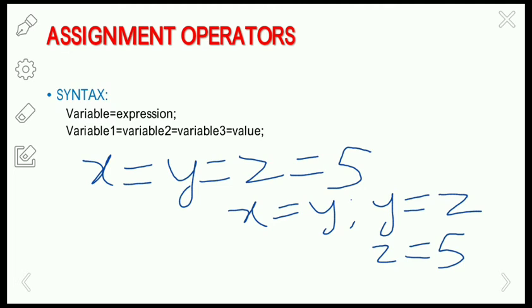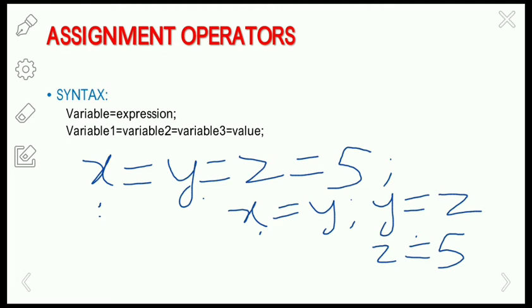So this is about the multiple assignment. So x equals y, y equals z, and z equals 5. That actually means x equals y, and then y equals z, and z equals 5. Which means all the variable values will be 5 here.